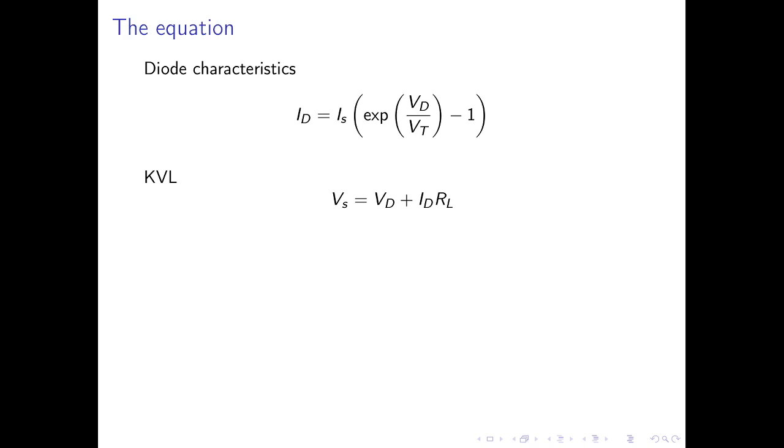So your job is to find out, for a given value of Vs, what is the value of Vd and Id. Two unknowns to be found out, two equations that you can see in front of you. So how do you solve them?